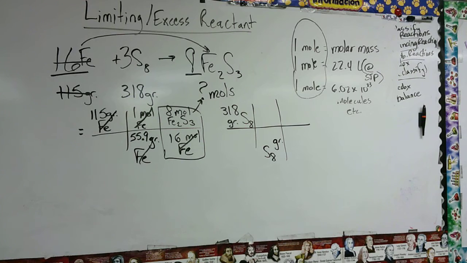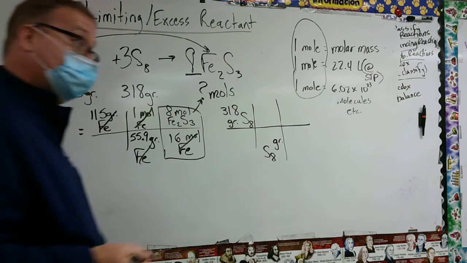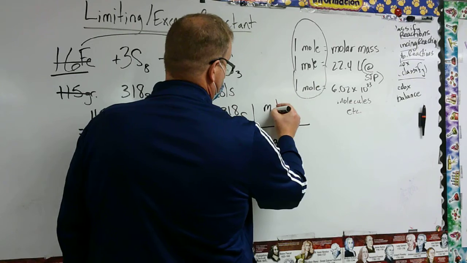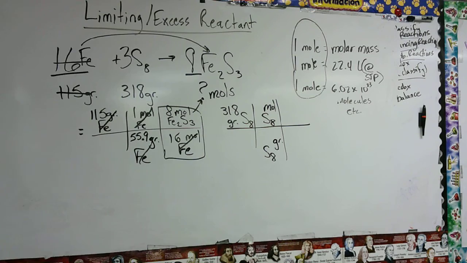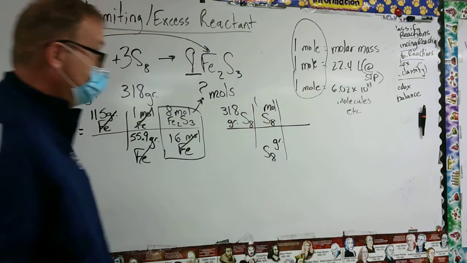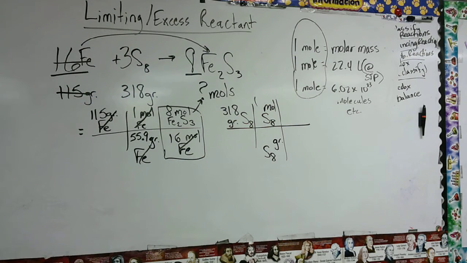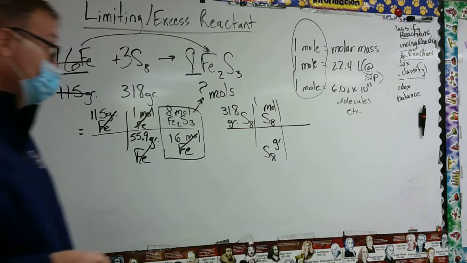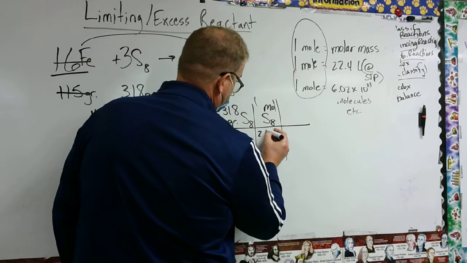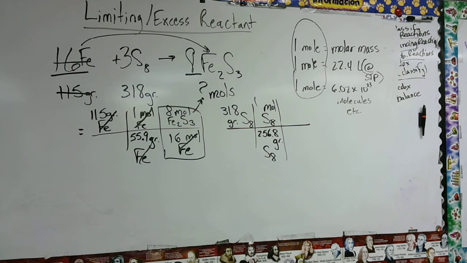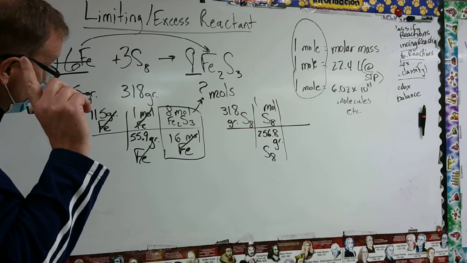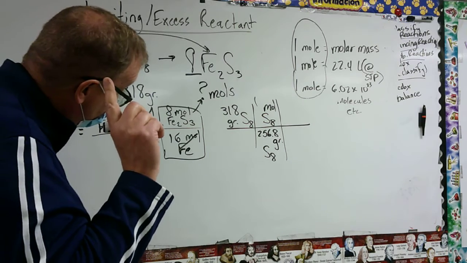What hasn't made any appearance yet? No mole. Which one's the big one? The mole. Man, sounds like we do that all the time. The mass of sulfur is 32 times 1 times 8, which is 256.8. You just find sulfur and multiply by 8. What's going to go on the bottom? Mole of sulfur.